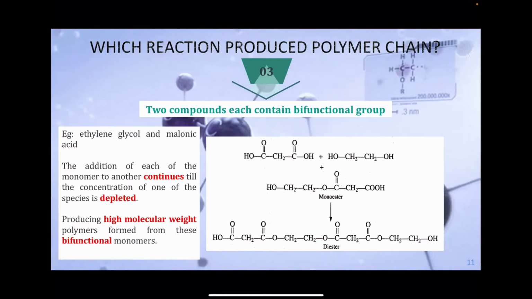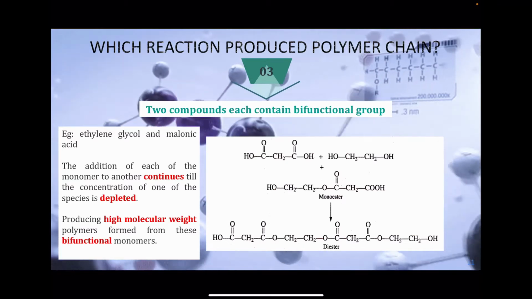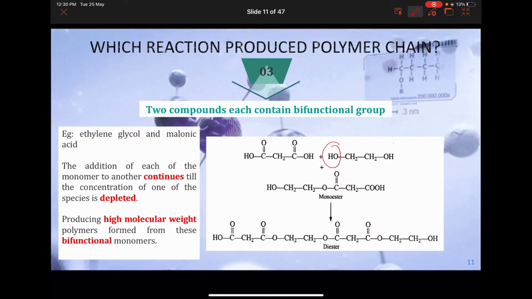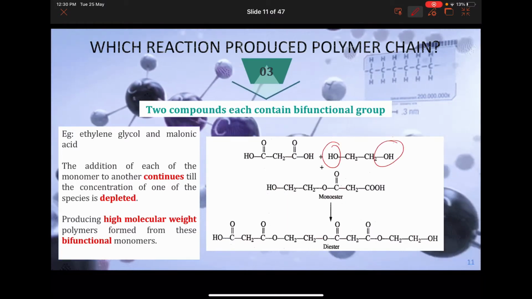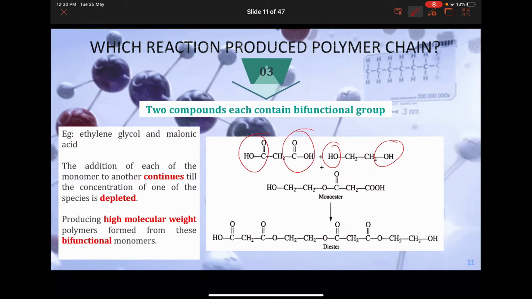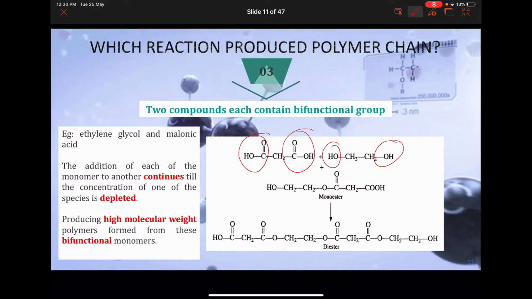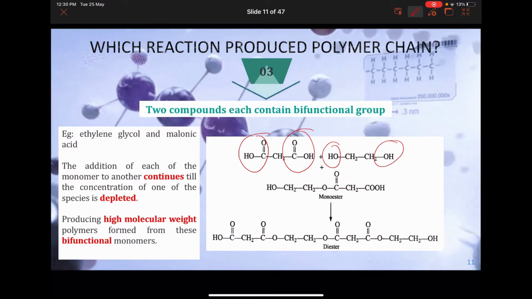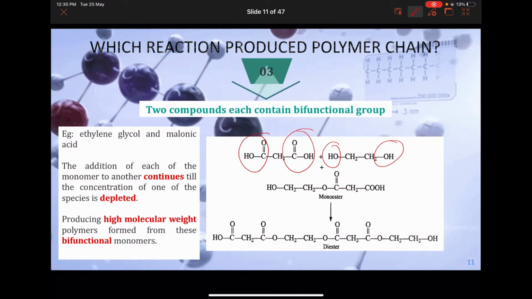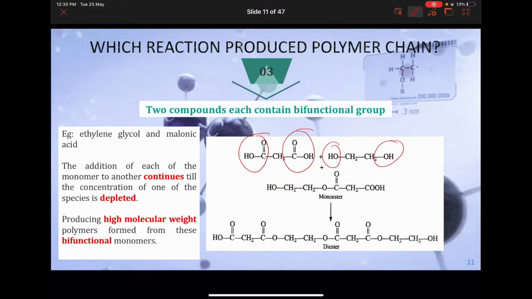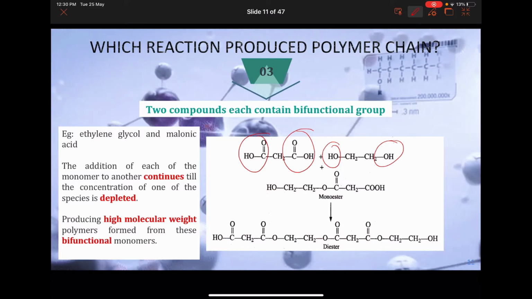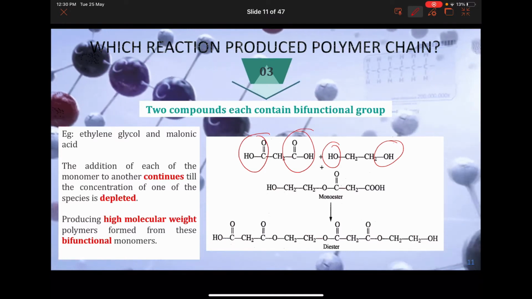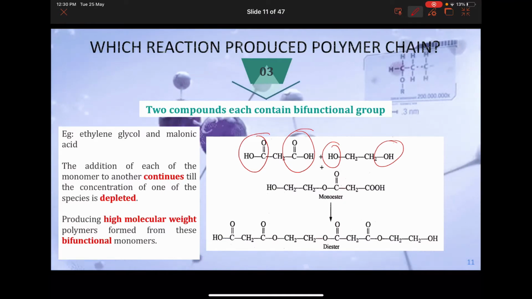If you can see here, both compounds contain a bifunctional group. The ethylene glycol contains two hydroxyl groups and the malonic acid contains two carboxylic acid groups. So when it reacts, it will form the monoester first. Then the monoester can further react with another malonic acid or ethylene glycol to form the diester, and the reaction will continuously occur until the concentration of one of the species is depleted. It means that in this reaction, it will form the polymer chain.